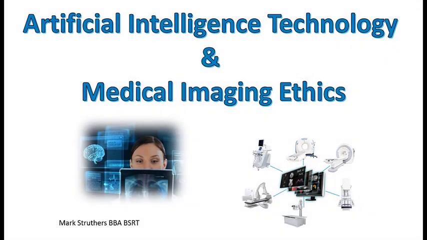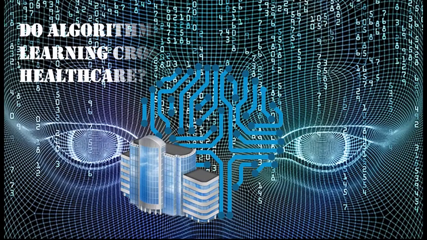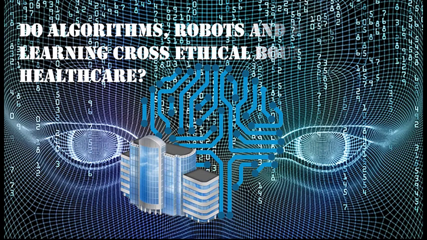Fujifilm has given us a good overview of how artificial intelligence is used in interpreting medical images. Now we are going to take a look at the ethics of utilizing artificial intelligence in medical imaging interpretation. What do you think? Do algorithms, robots, and machine learning cross ethical boundaries in healthcare? Let's take a look at the information and see what conclusions we can find.